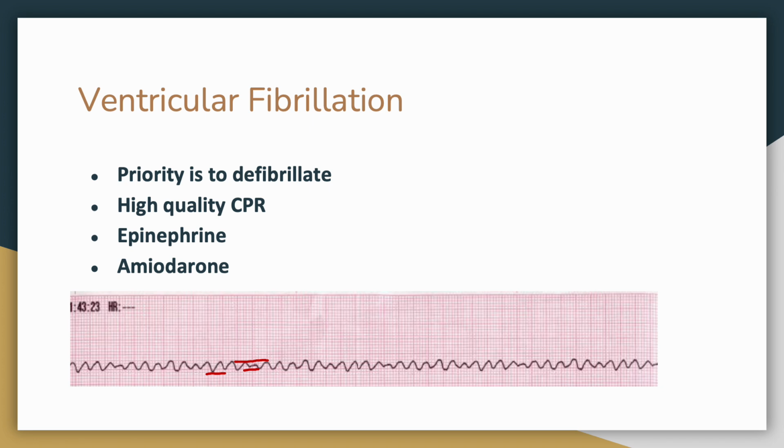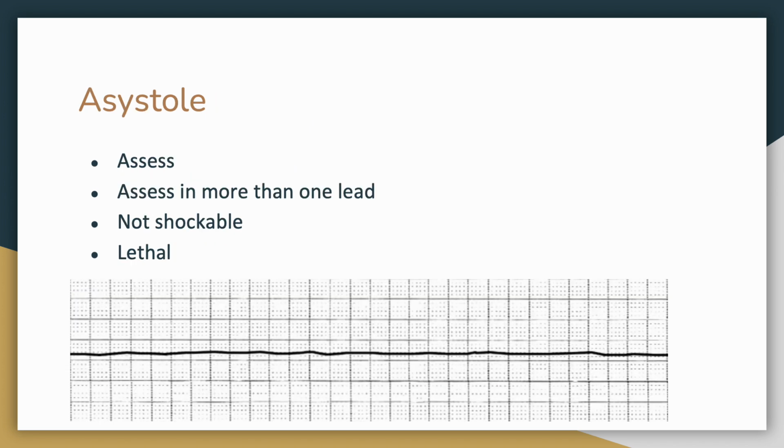Now this is what's going to happen if you discover this on the monitor, right? You're going to check, you're going to call out for help. You're going to do high quality CPR, but your priority is to defibrillate, okay? Somebody you're working with is going to be bringing the defibrillator. That's your priority. So if you get asked what the priority is, defibrillate, okay? Epinephrine and amiodarone are the drugs. You'll learn that in pharm.